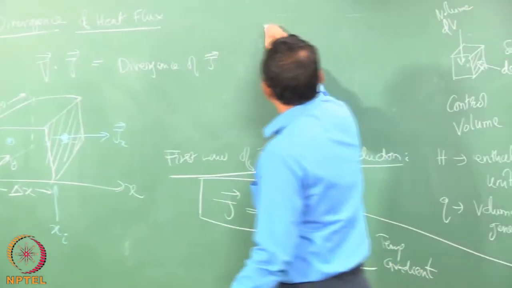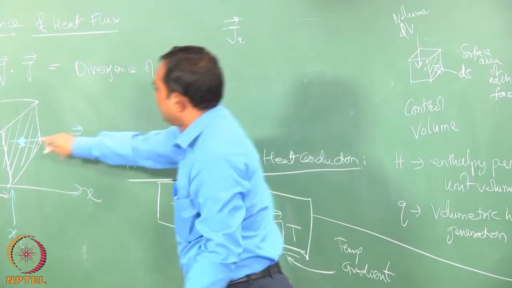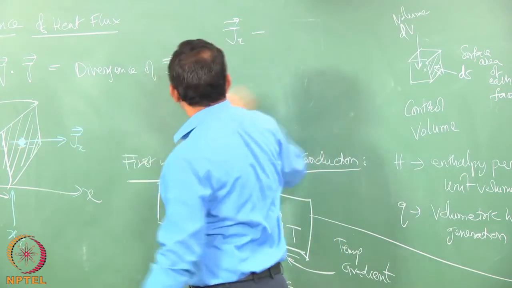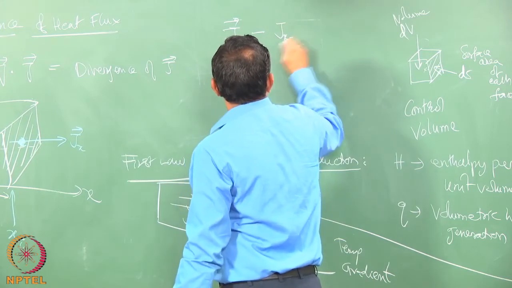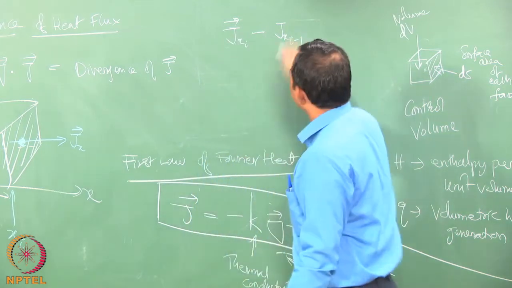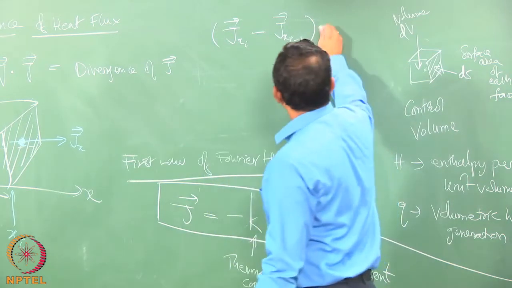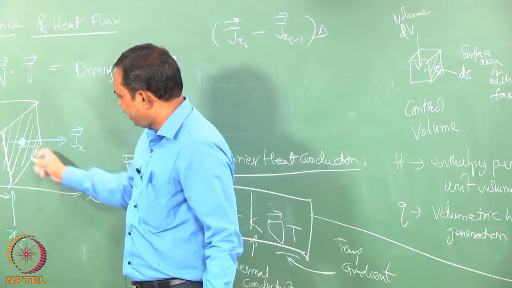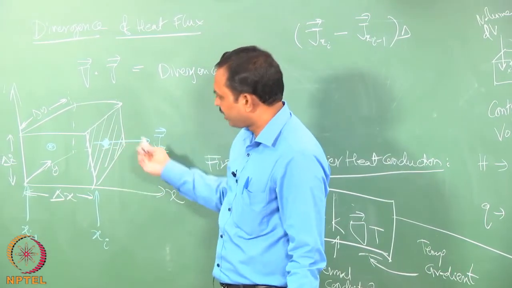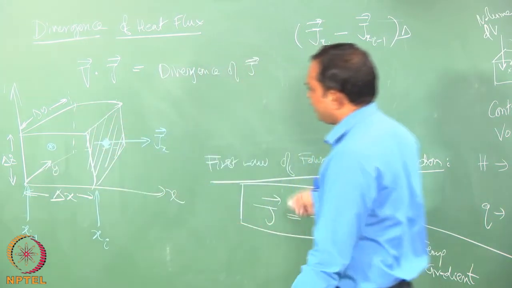Okay. So, you would see that J x, okay, minus the other one, J at x i and J at x i minus 1, and you can then multiply this with the area. J is the heat flux, that means amount of heat per unit area. So, if you multiply by the unit area, then you will get the energy. So, this is the area, and the area is nothing but delta x and delta y and delta z.